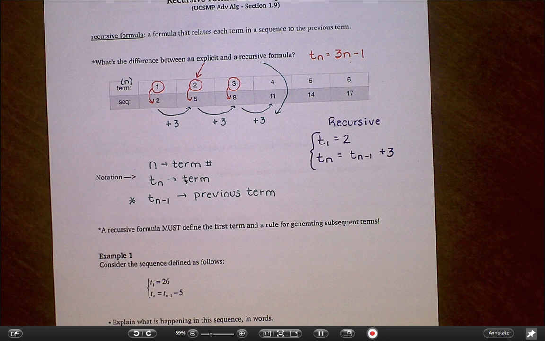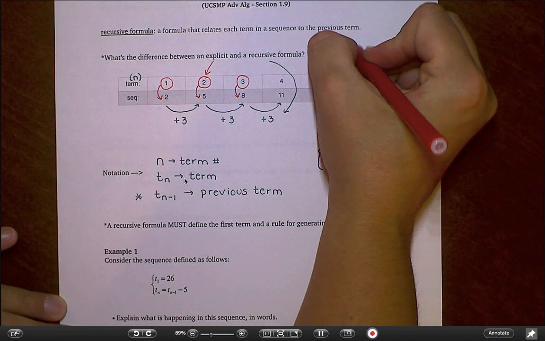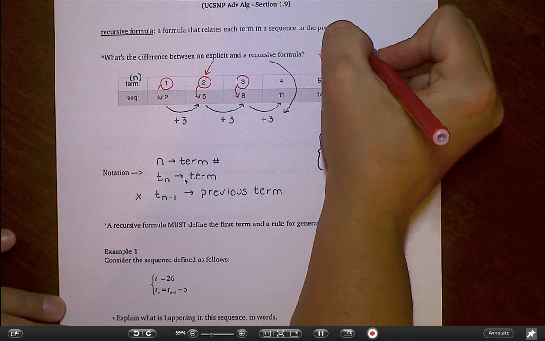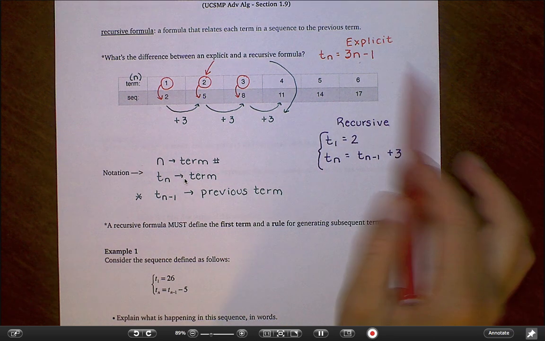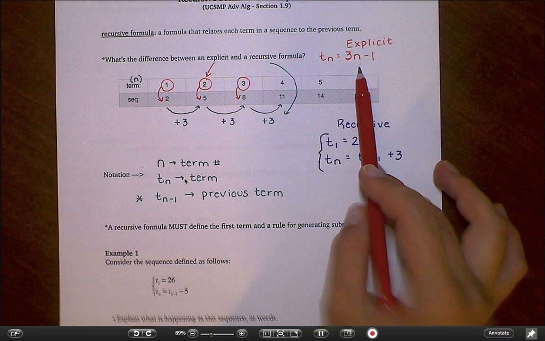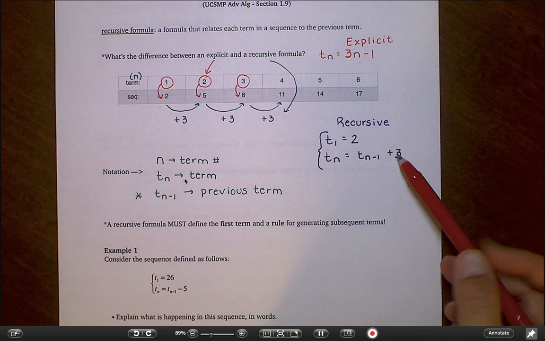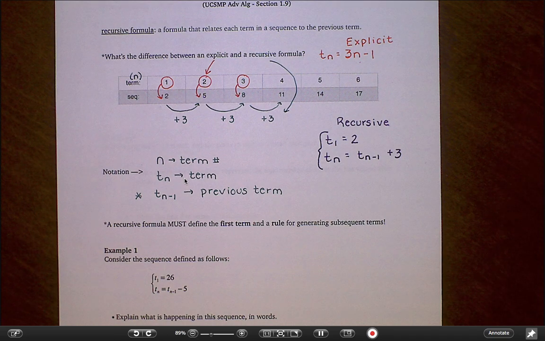And I guess I should have marked up here that this thing was explicit. So you can see even the formulas themselves look quite different from one another, and they operate differently. This one is all about dropping in a term number. This one, you don't drop in a term number anywhere. You just generate the sequence.